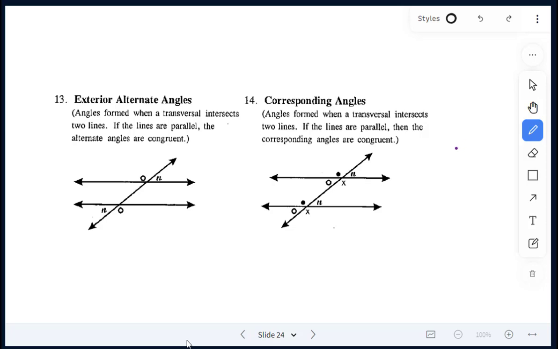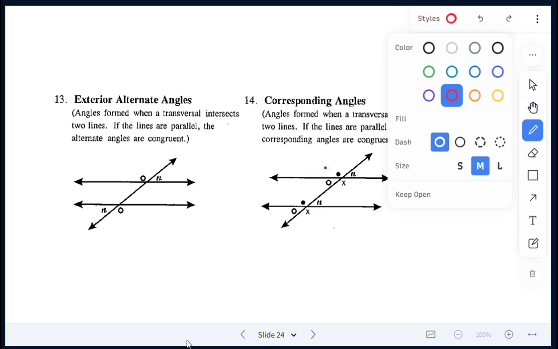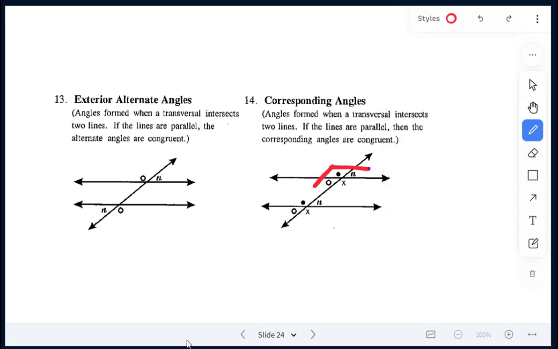And then corresponding angles. So again, we have this line here, that's the transversal. So angles formed when a transversal intersects two lines. Again, if the two lines are parallel, then the corresponding angles are congruent. So if we took all of that and brought it directly down here, exactly like that, we can see the angles are the same. This angle is the same as this one, this angle is the same as this one, and this one's the same as this one. So those are called corresponding angles.